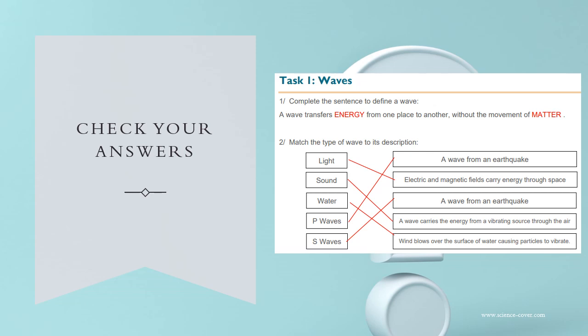Question 2, match the type of wave to its description. A light wave is the electric and magnetic fields carrying energy through space. A sound wave is a wave carrying the energy from a vibrating source through the air. A water wave is where the wind blows over the surface of water, causing it to vibrate. And the P waves and the S waves are both waves created during an earthquake.